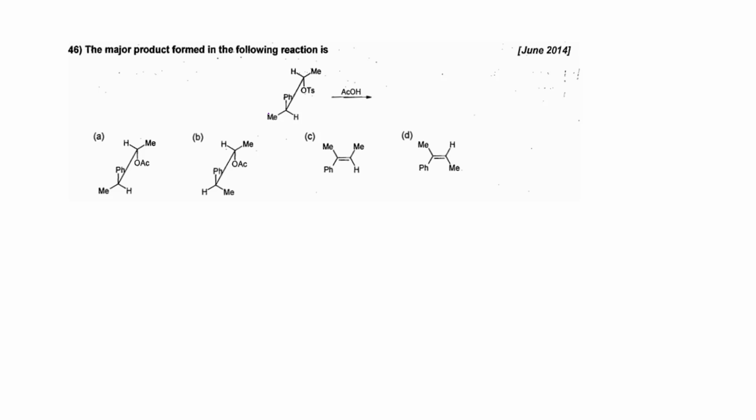Let's go to the next question. What will be the major product formed in the following reaction? Now you have to find the leaving group, that is OTS. If there is any H available trans to it, then it will undergo elimination. But see, there is no trans H, and there is no heat also, because before elimination there is a probability of substitution.